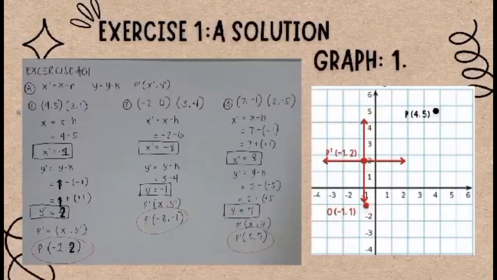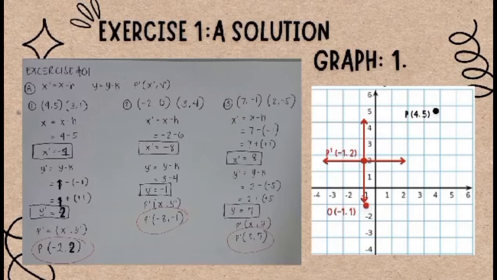So, before we get the value of our P1 or our shifted point, we first need to solve for the value of X1 and Y1. The formula we will use in getting our X1 is X1 equals X minus H. In getting our Y1, the formula we will use is Y1 equals Y minus K.